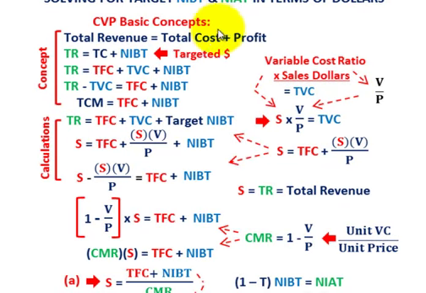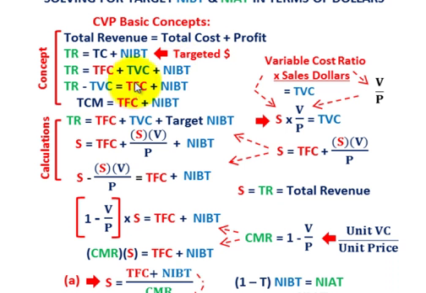Now let's look at how we'd set up our different formulas. First, looking at cost, volume, profit, the basic concept is where your total revenues equals your total cost plus whatever profit you're looking at. So for our formulas, TR is total revenue, and our total cost is TC, plus our net income before taxes. There's going to be some targeted amount for our net income before taxes. So our total revenue equals our total cost, which is our total fixed cost plus our total variable cost, again plus our net income before taxes.